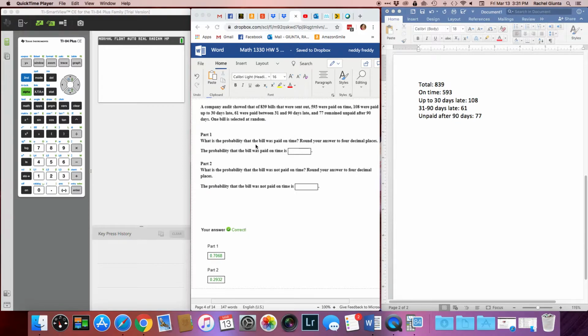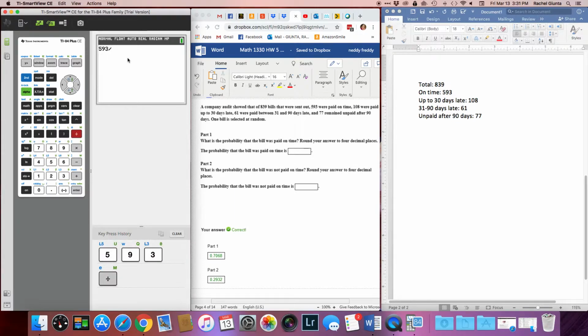So what's the probability that the bill was paid on time? So we want on-time bills divided by all bills. And so that is 593 divided by 839. And so that number is 0.7068 after rounding. What's the probability that the bill was not paid on time?